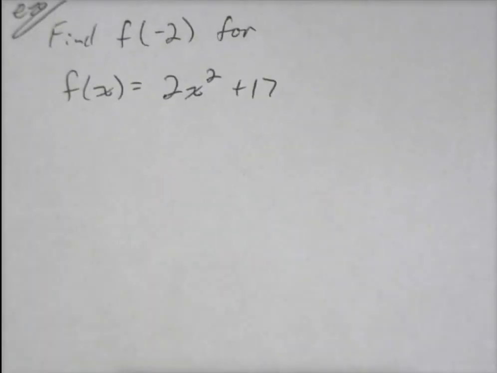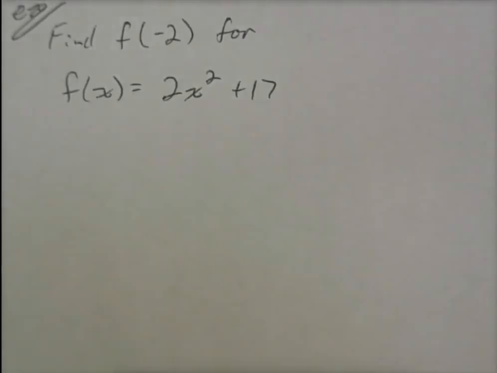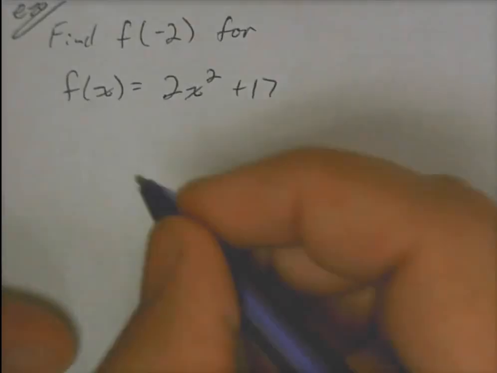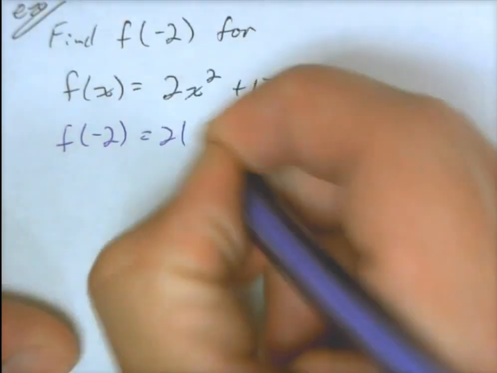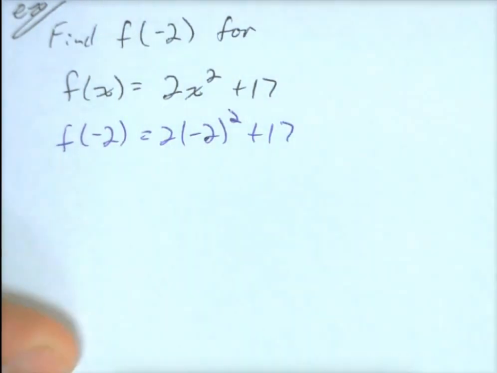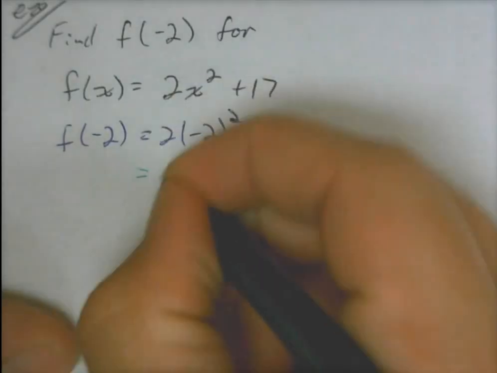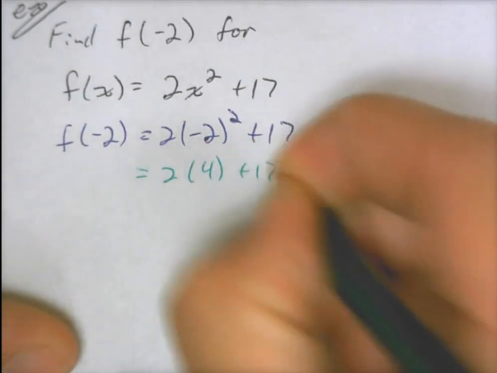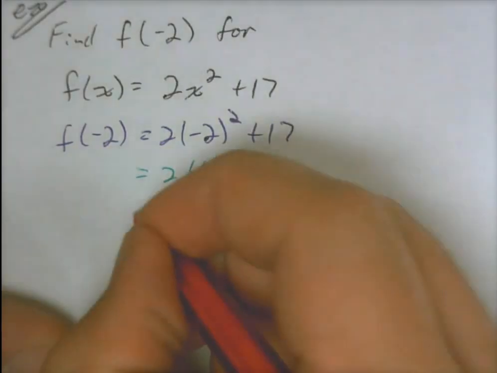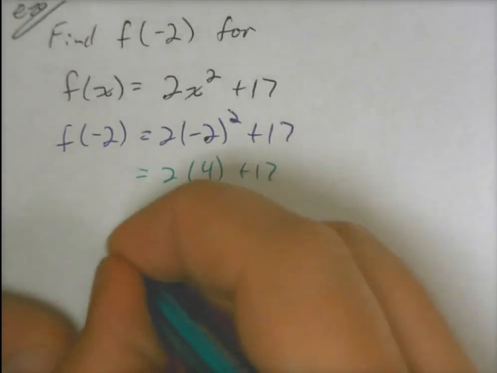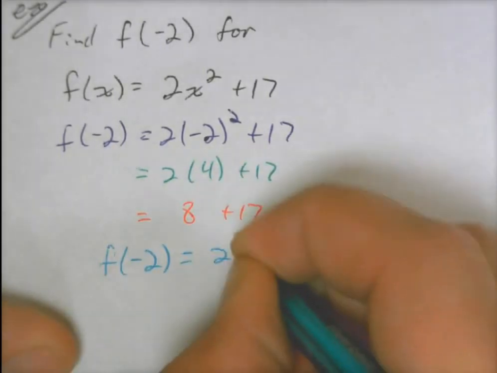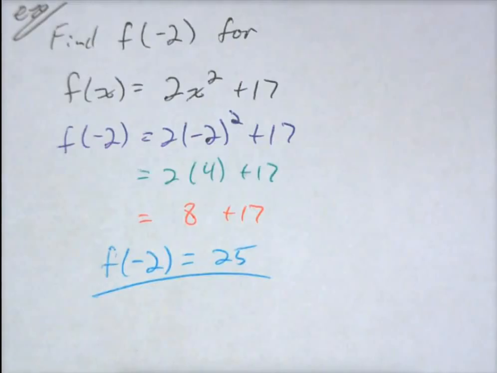Alright, the next part in your homework should be asking you for function values. So find f of -2 for this function. All you're going to be doing is substituting a -2 wherever you see x, so you will have f of -2 equals 2 times -2 squared plus 17. -2 squared is 4, so you will have 2 times 4 plus 17. 2 times 4 is 8 plus 17. So you should have f of -2 equals 25. Happy day! That's pretty much all you're going to be doing for those. Just simplify them as far as you possibly can.